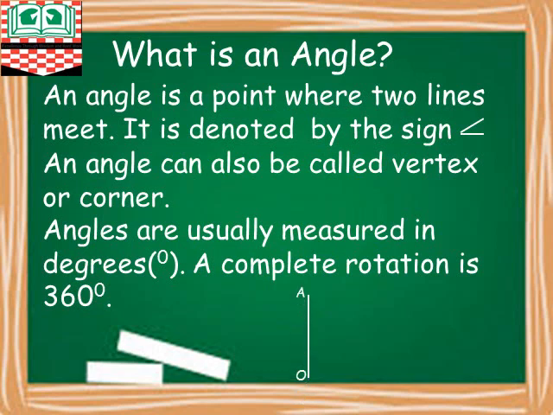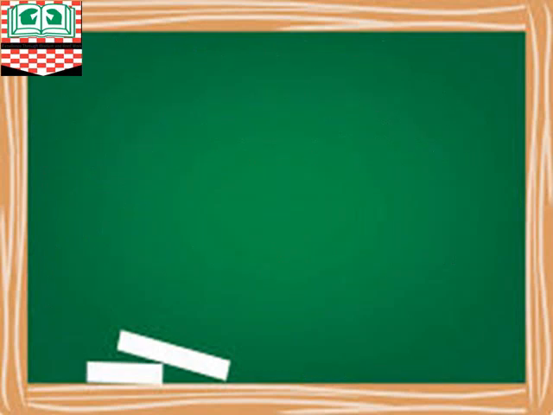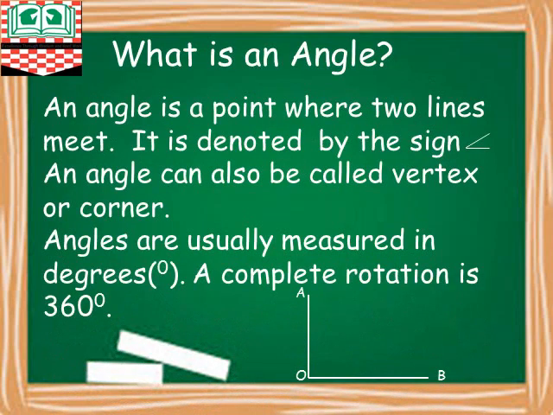Now, what do I mean by that? You can see this line. This line is called line AO. Look at this other line. Line OB, right? Now, when we join these two lines together, it forms angle AOB. And this is the angle here. Okay. Now, there are different types of angles. We'll be studying them right now.